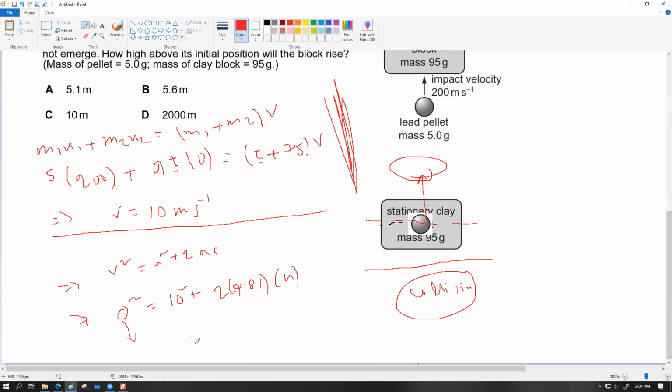So calculate from here and see what h value you get. How much do you get as the h value? 5.096, so basically 5.1. So 5.1 is the correct response.